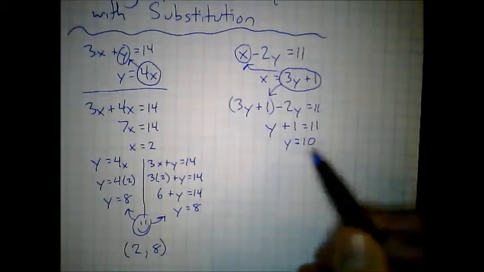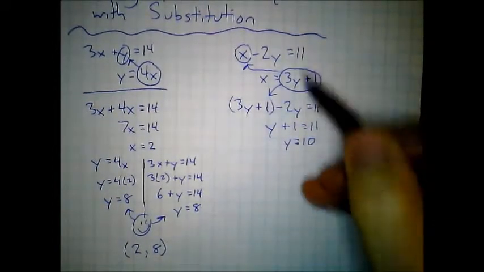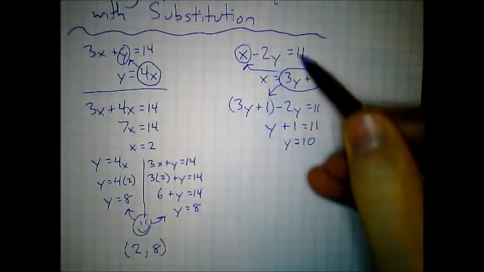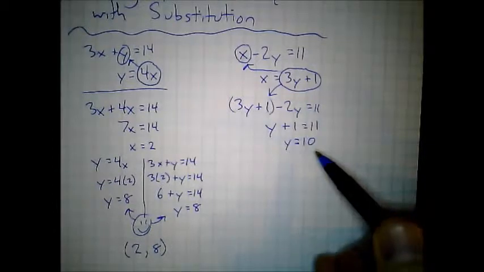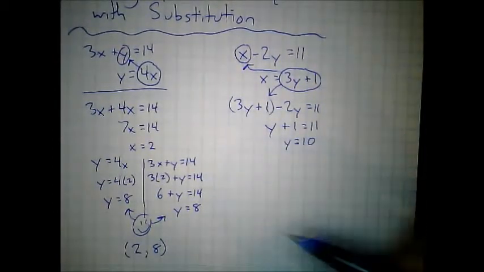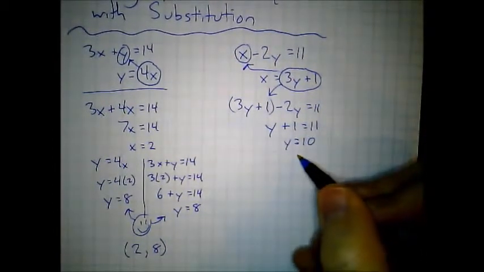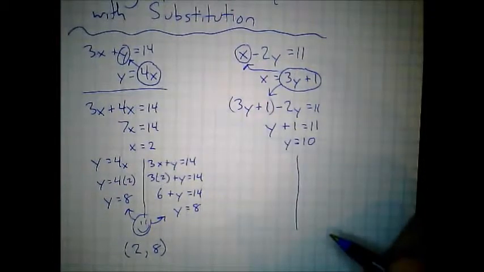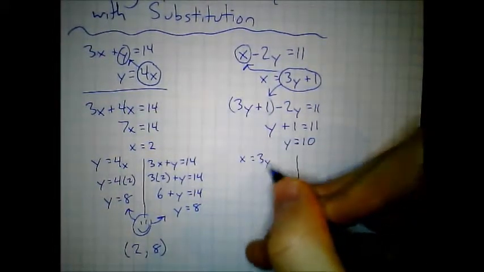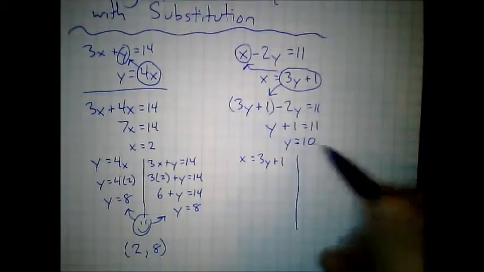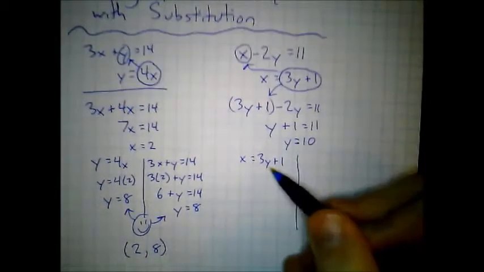Okay, that's great. So we know at some point both of these lines, or both of these tile patterns, are going to have 10 tiles. We just want to know which figure that will be. Okay, both of these people will have $10. We want to know when that's going to happen. So we've got to go back and find our x value. So we know that x equals 3y plus 1. And now we know that y is 10, so we're just going to substitute 10 in for y.